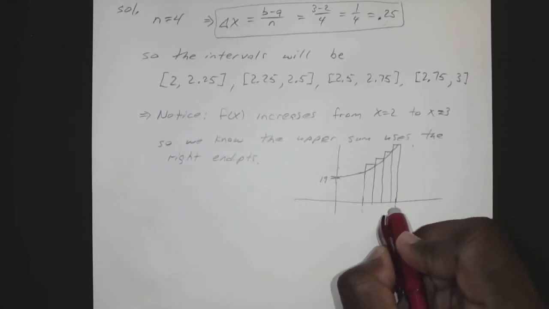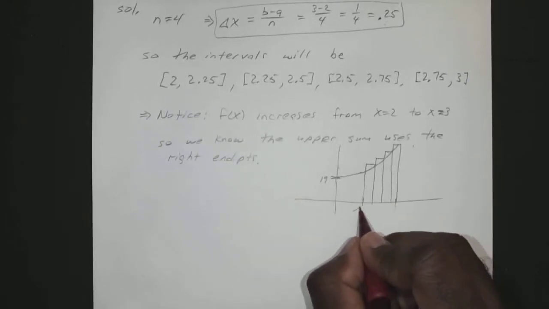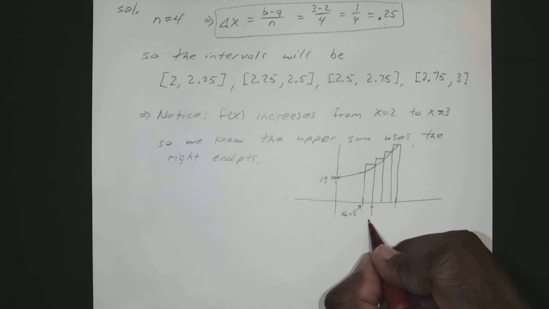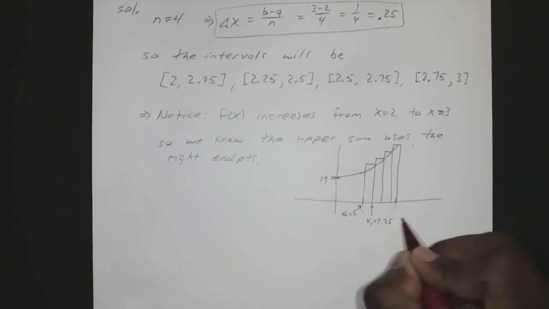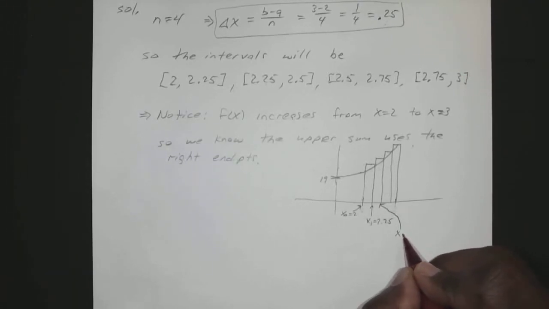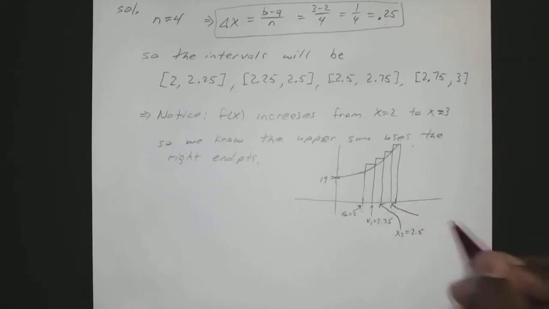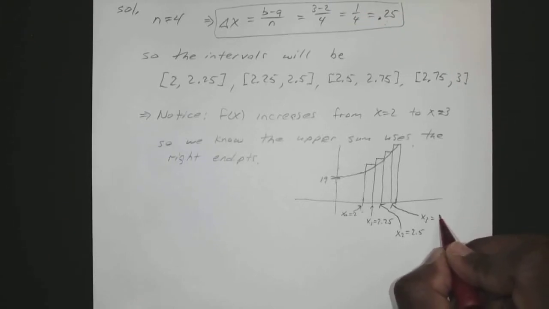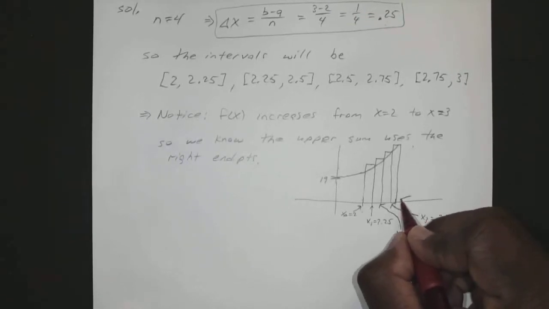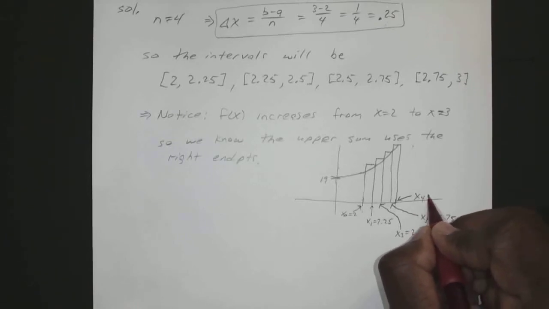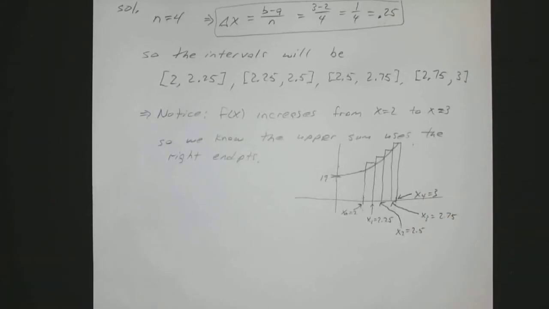If we remember the definition, your x0 is equal to 2. This is your x1, which is 2.25. This is your x2, which is 2.5. Second to last is your x3, which is 2.75. And your very last point, x4, is 3. That's what we meant by x0 is less than x1, less than x2, less than x3, less than x4.